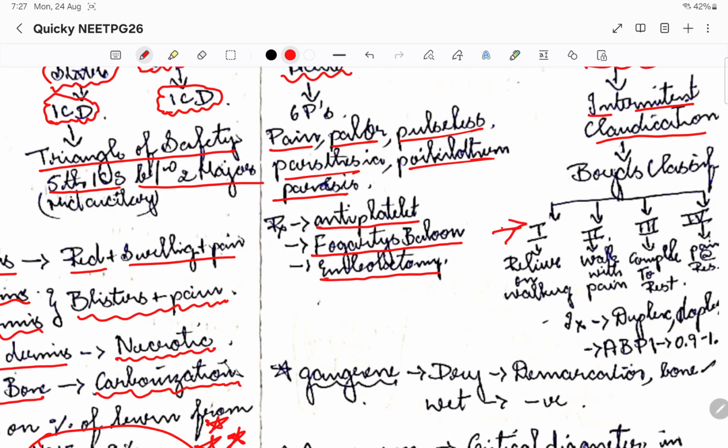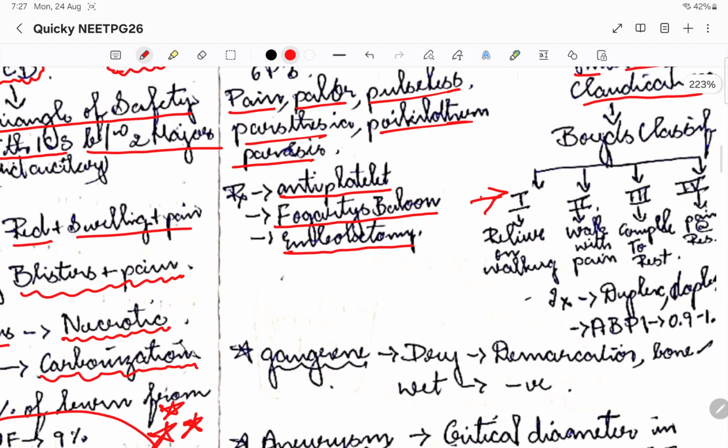Okay, so with respect to Boyd's classification, please note this down in your sticky note also. So first will be relieves on walking, whereas second will be walk with the pain. Then for the third stage it is going to be they will compel to rest. In fourth stage it is going to be pain even at rest.